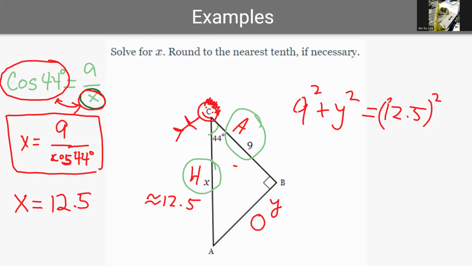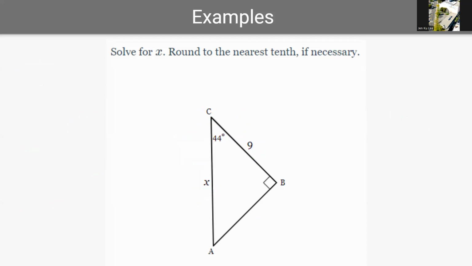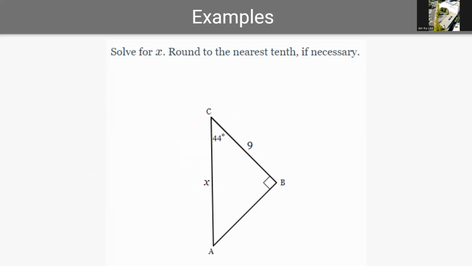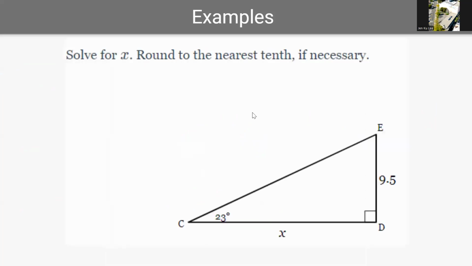All right, cool. Any questions on this before we move on? No? Okay. So moving on. This one. Solve for y.